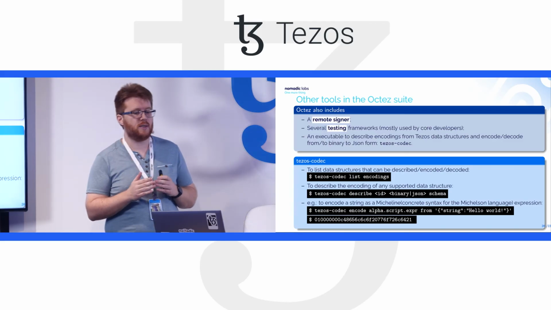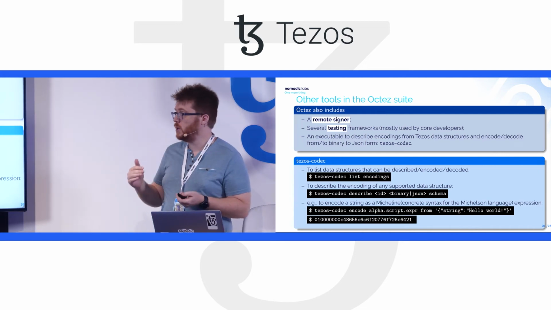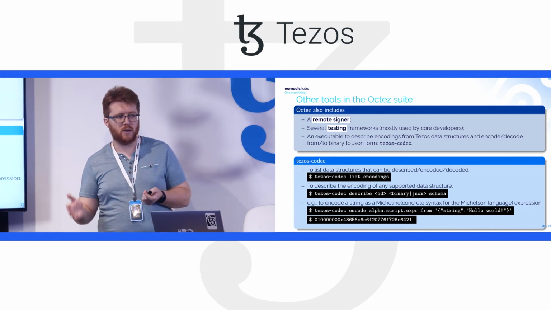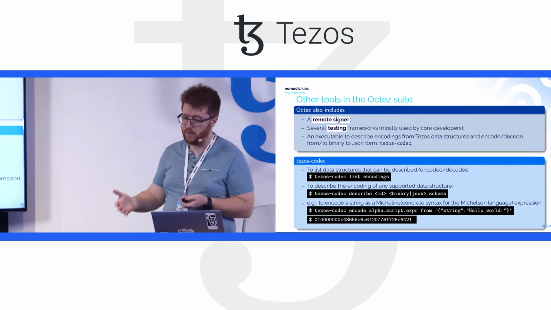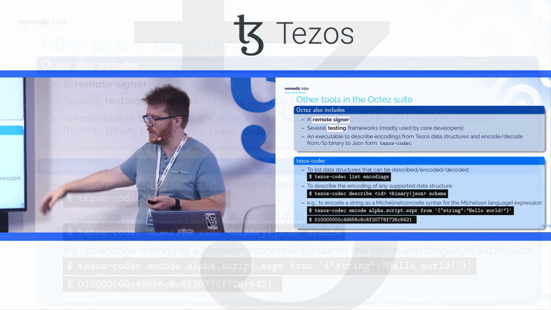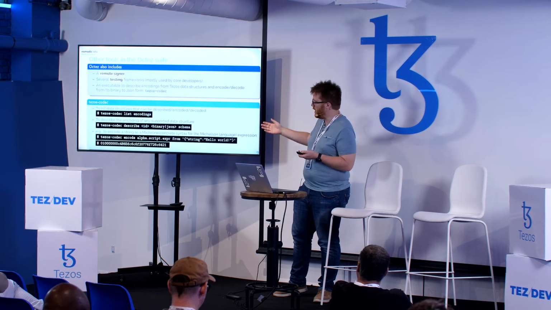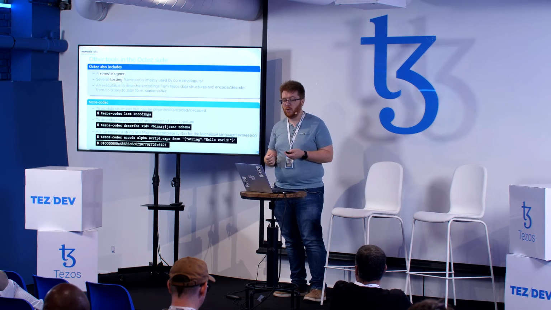So Tezos Codec is an executable that can describe, encode, and decode data from binary to JSON, in the format for the data structures that are used in Tezos. I won't go into details again. There is very nice documentation for that. But if you are building an application that has to interact with the network by exchanging some data, look at Tezos Codec. It will probably be a very good help for you.